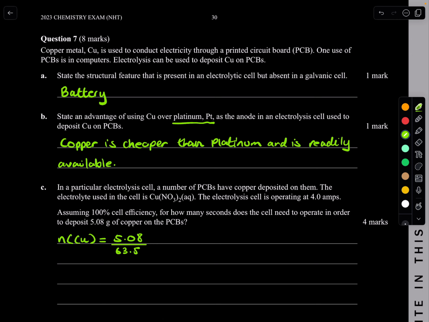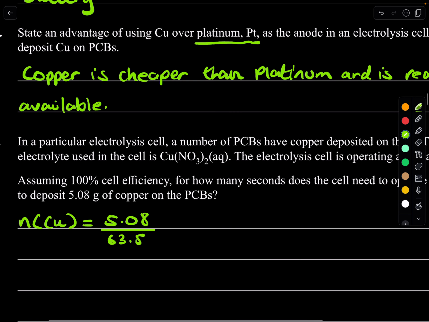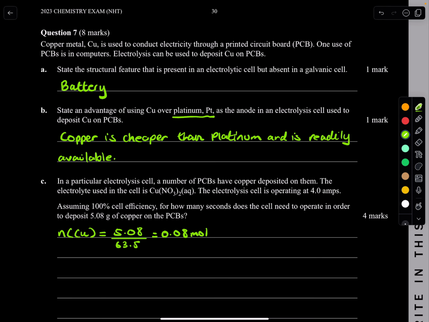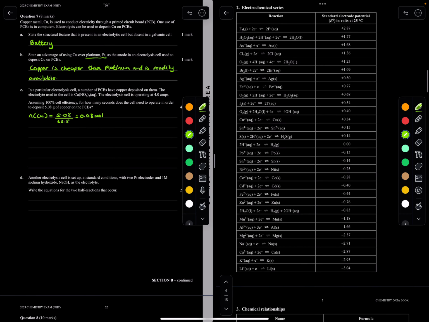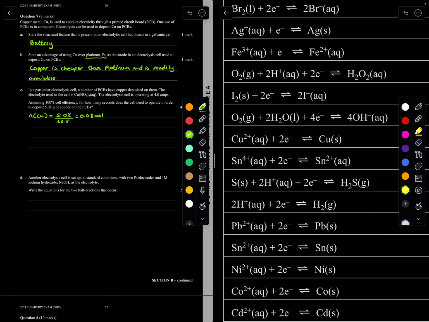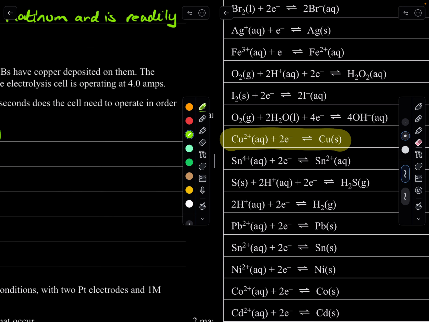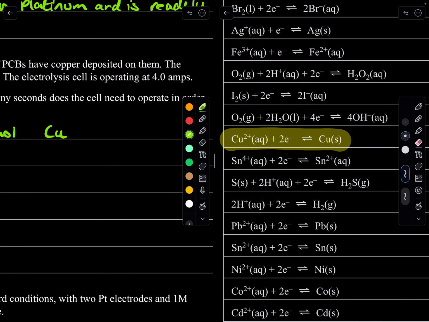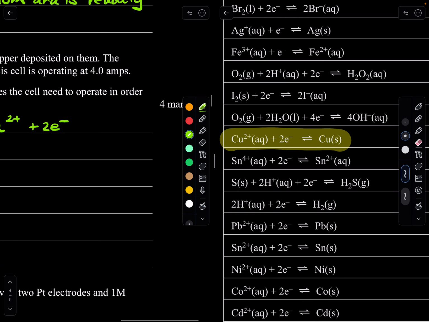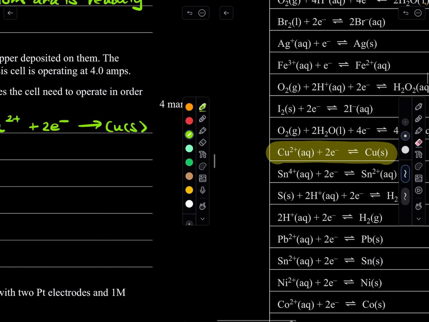So let's write that down. 5.08 divided by 63.5 basically gives me 0.08 mole of copper. Now we need to get the moles of electrons, and to do that, we need to write the reaction of copper. Luckily, we have it in our electrochemical series. Where is copper? Yeah, there it is. Let's write that down here. Cu2+ goes to Cu solid. I'm not going to write aqueous and stuff just because I want to get it quickly done. All right, that's all we need right now.